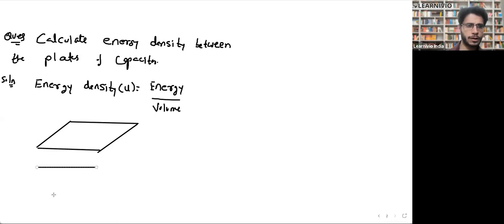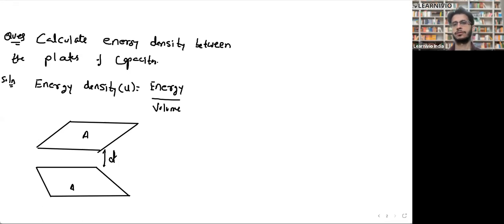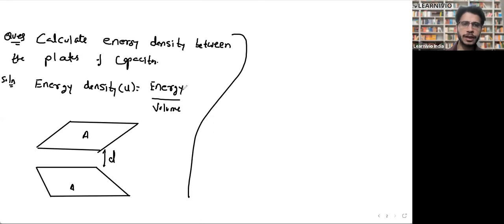This is your parallel plate capacitor. The area of each plate is A, and the separation between the plates is D. The energy stored in the capacitor, I will represent energy with capital U and volume by V. The energy stored in a capacitor is given by half Q squared over C. That's equation number 2. I call energy density equation number 1.